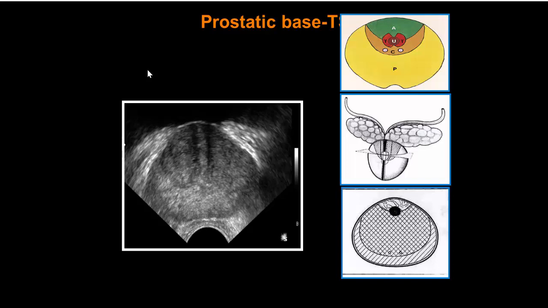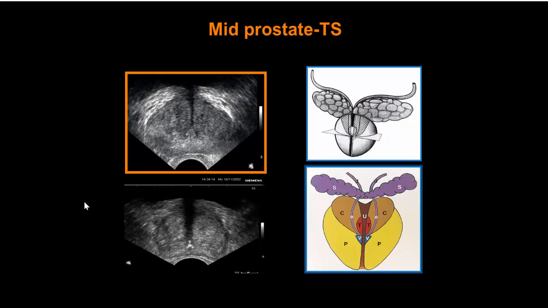This is the prostatic base, shown in this transrectal ultrasound image: peripheral zone, urethra centrally, anteriorly the transitional zone, and central zone. This is mid prostate transverse sections showing peripheral zone, verumontanum, urethra, central zone and transitional zone.